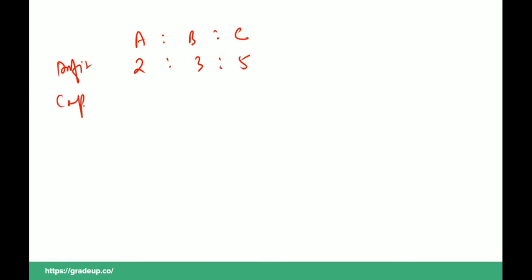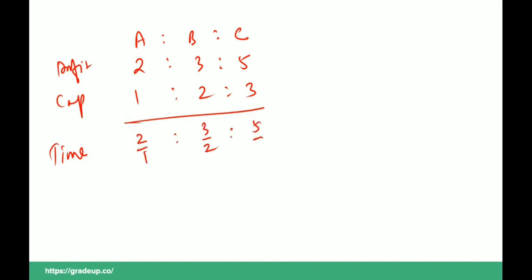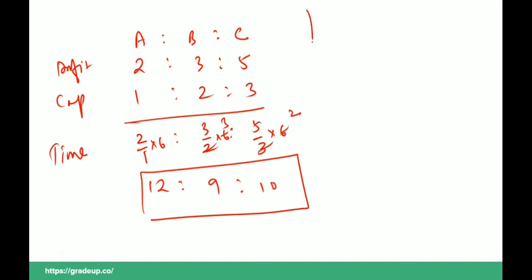All right. That means if A, B, C are three partners and the profit sharing ratio is 2:3:5 and the capital ratio is 1:2:3, then what will be the time ratio? Yes, in order to find the time ratio, you have to divide the profit ratio by the capital ratio. That is 2/1, 3/2, 5/3. Now multiply by 6. We get 12:9:10. This is the time ratio. So one question will be asked from these ratio questions. You are required to find the profit ratio, capital ratio and time ratio in your examination.